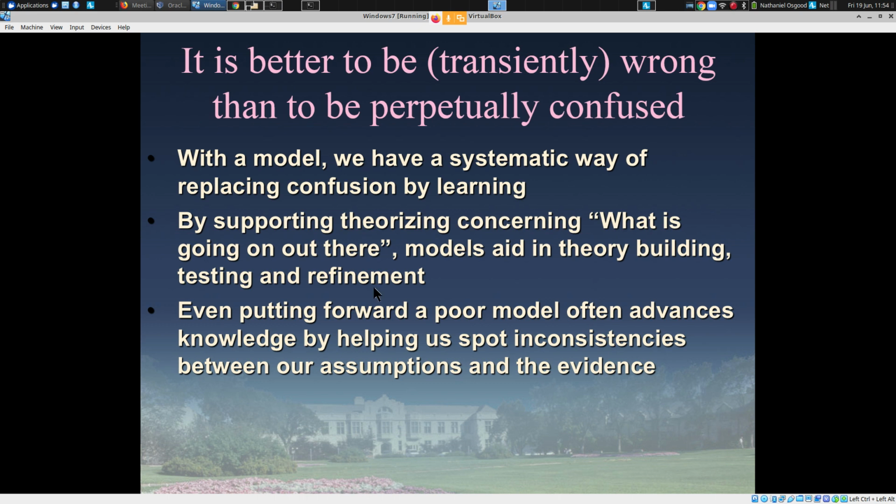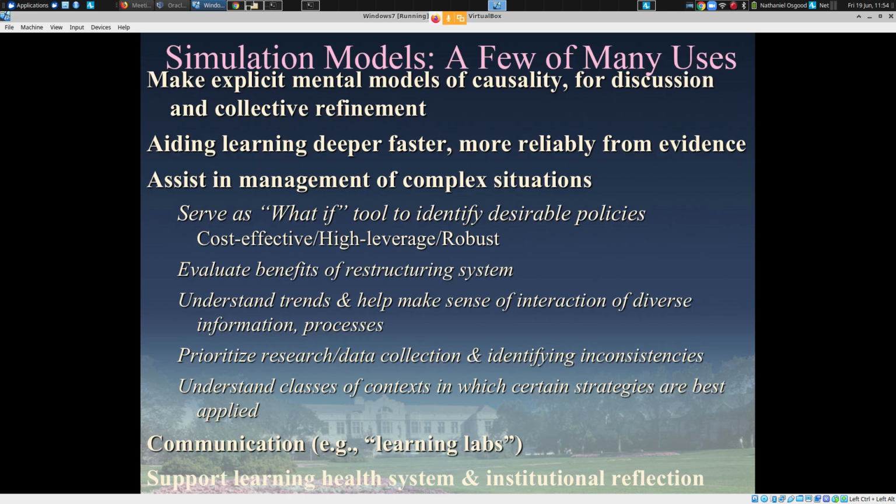And so even putting forward a poor model often advances knowledge by allowing us to spot these inconsistencies between our assumptions and evidence. So suppose we're working towards a better and better model. And for COVID, we have a handful of these models for our province and for other provinces and for Australia. We're working with partners across the world on this sort of stuff.